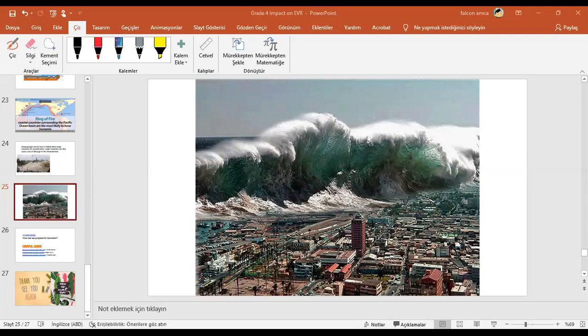Let's read. Start from here. Move away from the coast quickly. Did you understand what it means? If you are near the sea or ocean, you must move from there quickly. You must go up because, you know, lower places will be covered by sea water or ocean water. Okay, second one. Continue to read, please.